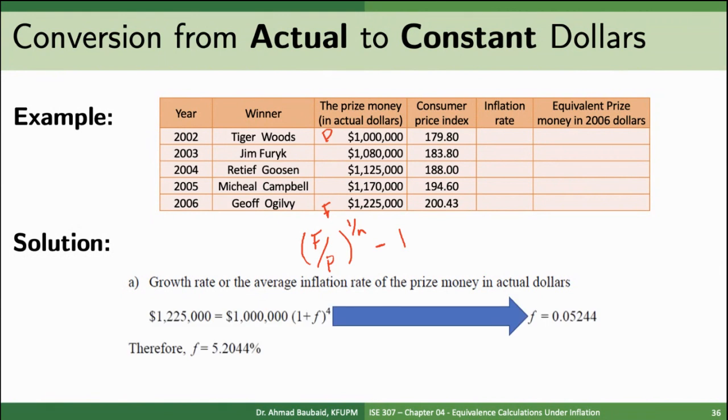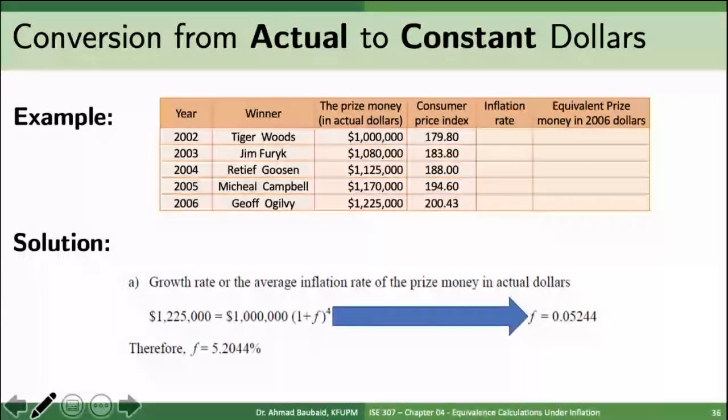So this is what is written here. They're substituting, but of course, once you manipulate the expression, you will be calculating this. And the result is that on average, the actual dollar prize money grows by 5.2%. Okay, so hopefully that's straightforward, because it's exactly the same as what we've been doing before.